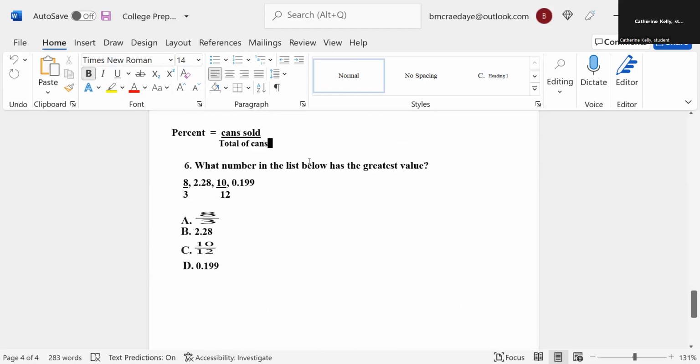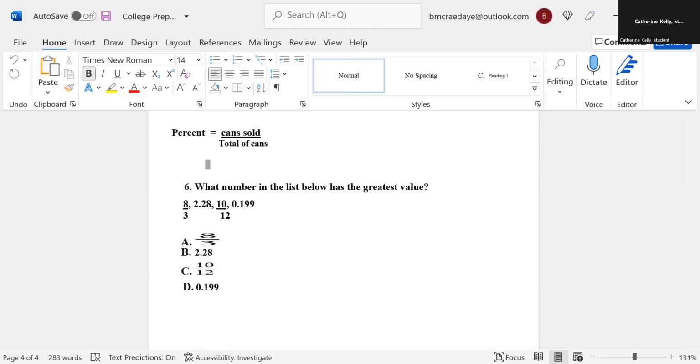What number in the list has the greatest value? Read it, Catherine. Now, notice you have fractions and you have decimals. So the first thing, if you can't determine which one is bigger by looking at them, you make them all the same format. So let's make them all decimals, then we can compare them.